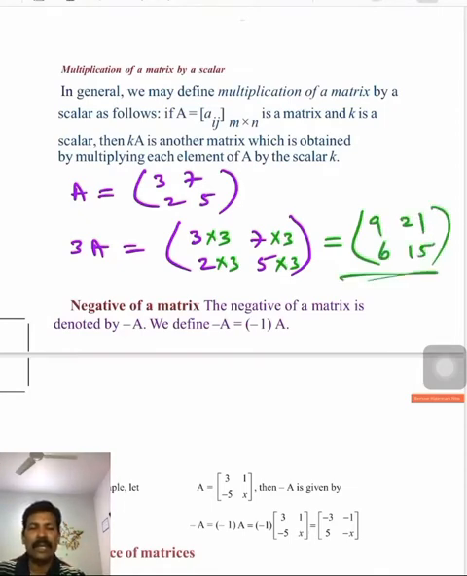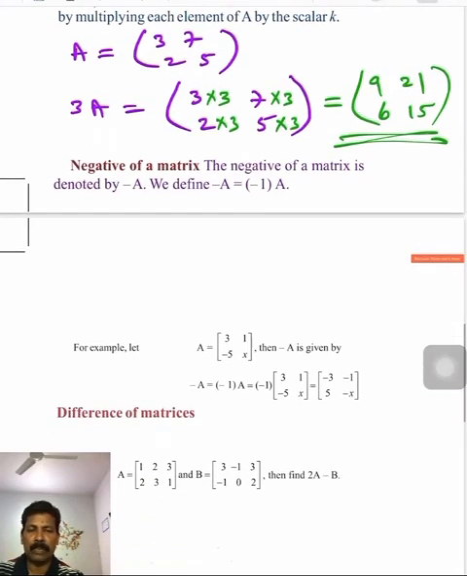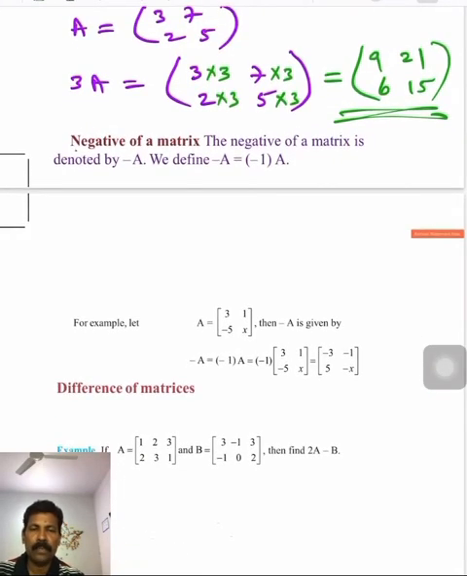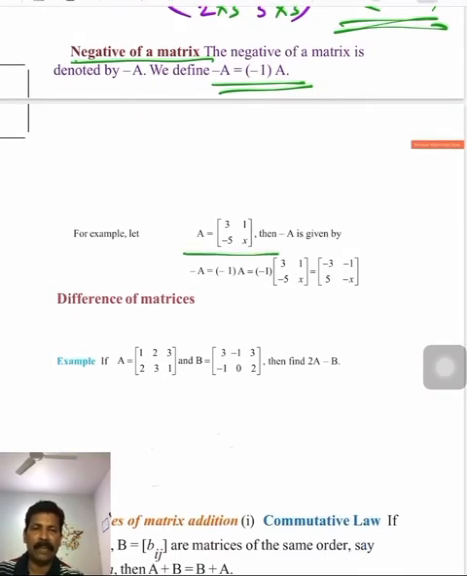Now, the answer is 9, 21, 6, 15. Negative of a matrix. The negative of a matrix is denoted by negative A. We define negative A is equal to negative 1 times A. For example, let capital A be equal to 3, 1, negative 5, x. Then negative A is given by multiplying every element by the scalar negative 1.